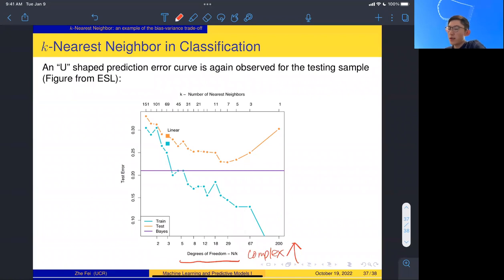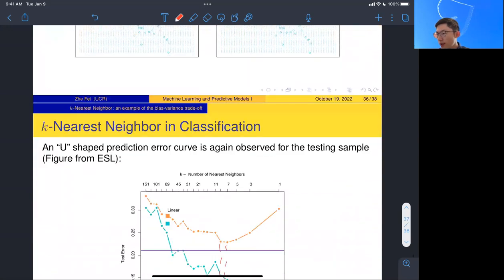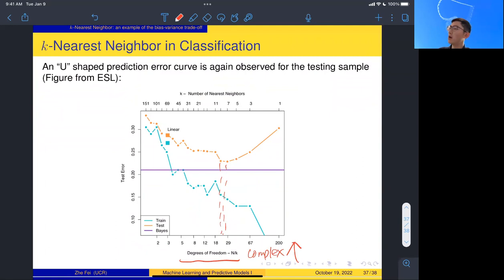The training error is monotone decreasing, but the testing error has a U shape, meaning that we could pick an optimal testing error, something like this, either here or here, corresponding to the N over K. I think our N should be 200. Anyways, the point is, based on this U shape of the testing error, we could pick the optimal model with the best performance.